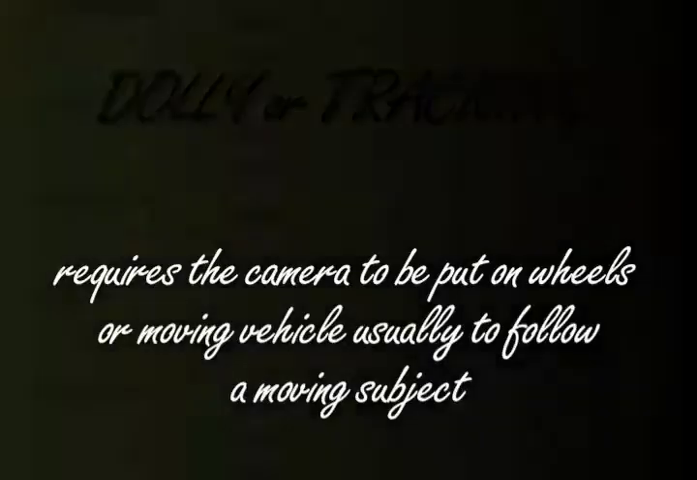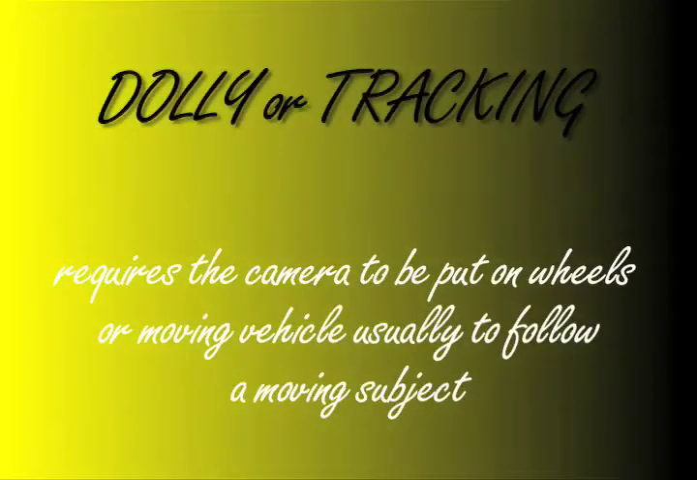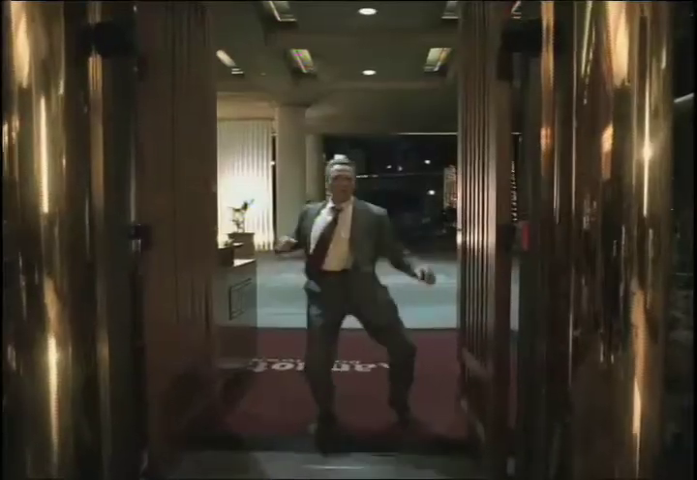Third shot we're going to talk about is a dolly or a tracking shot, which requires the camera to be put on wheels or a moving vehicle, usually following the subject through the frame. In this example, the camera is placed on a dolly and a track, and as you notice, it is following the subject through frame, definitely moving.